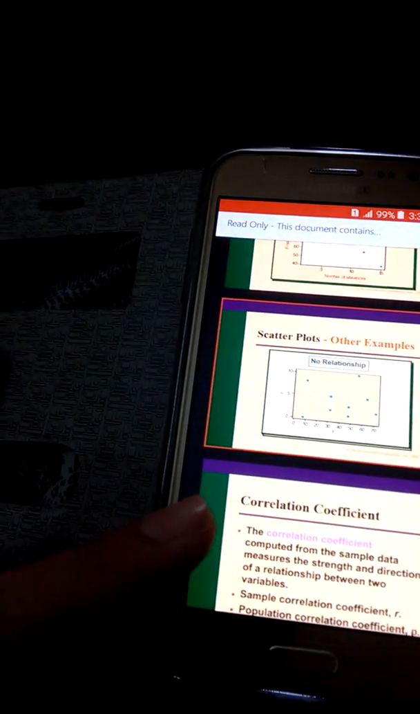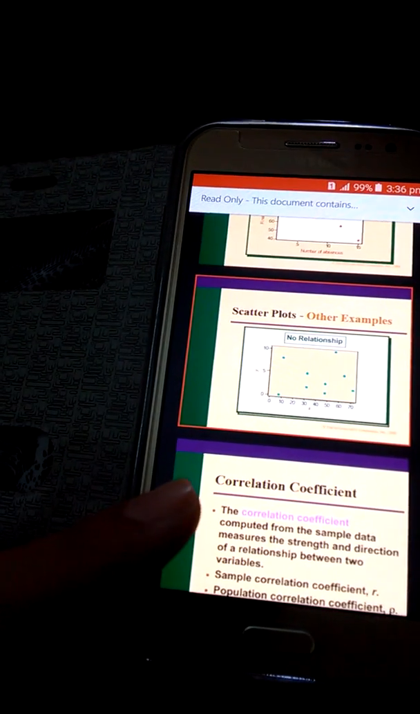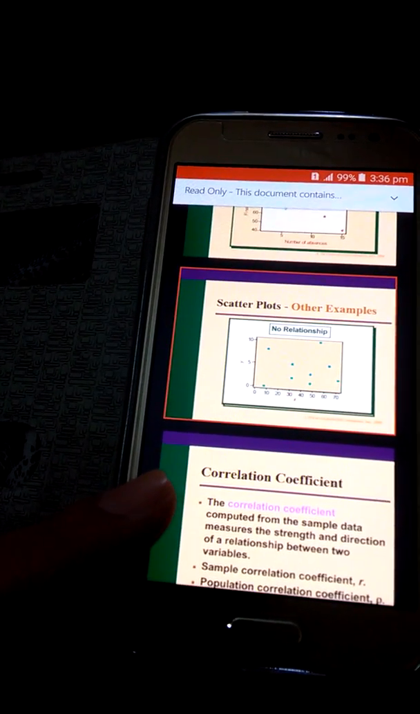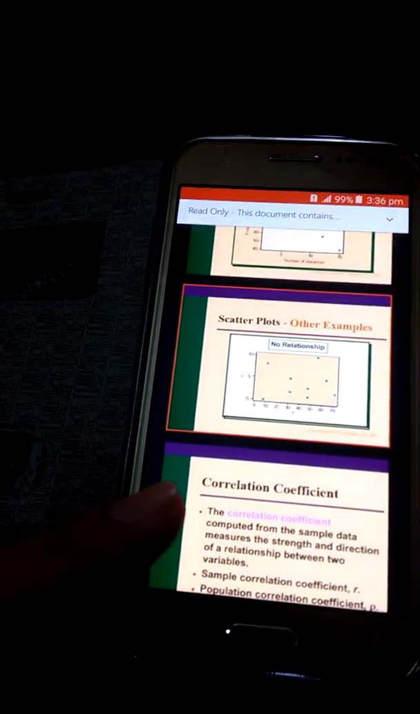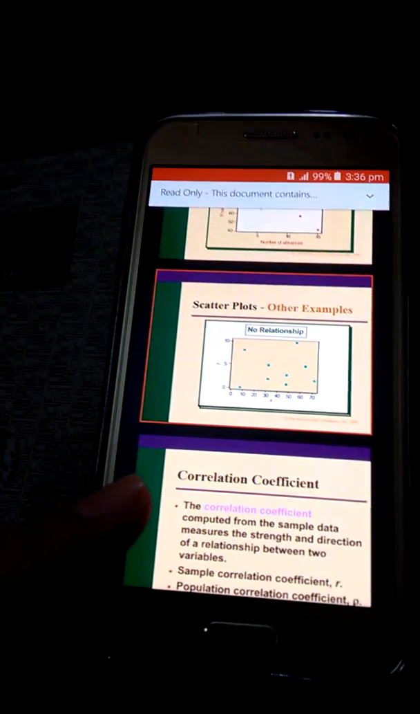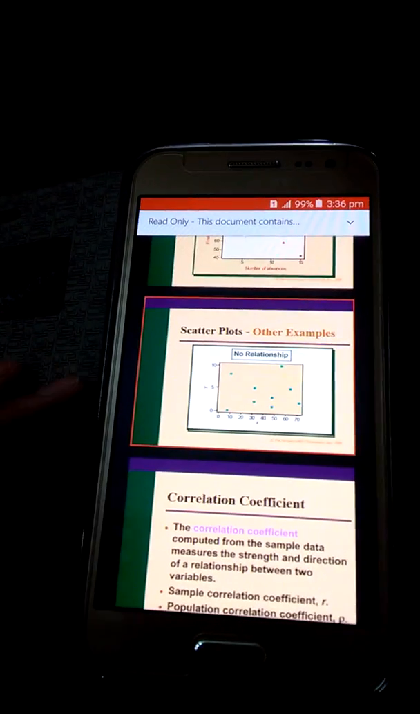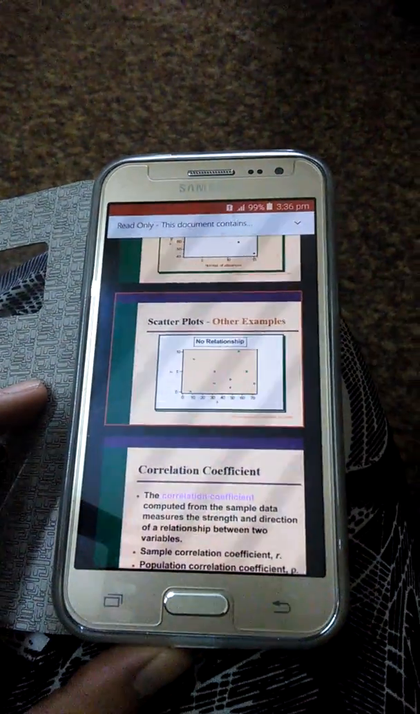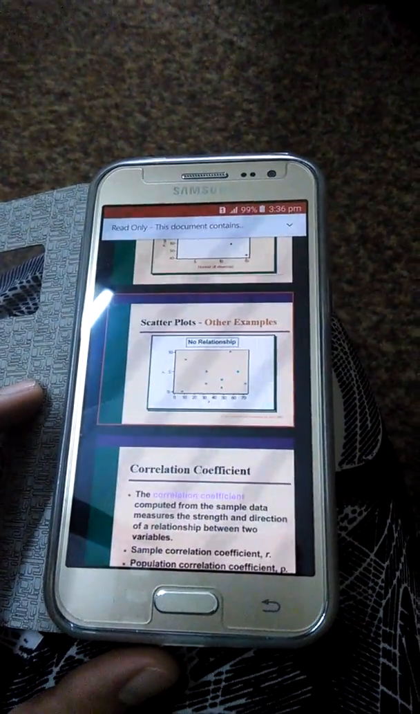terminology. Okay, so correlation is basically a method of expressing the dependency or interdependency between the two quantities that you are discussing in your assignment or the experiment that you are conducting.